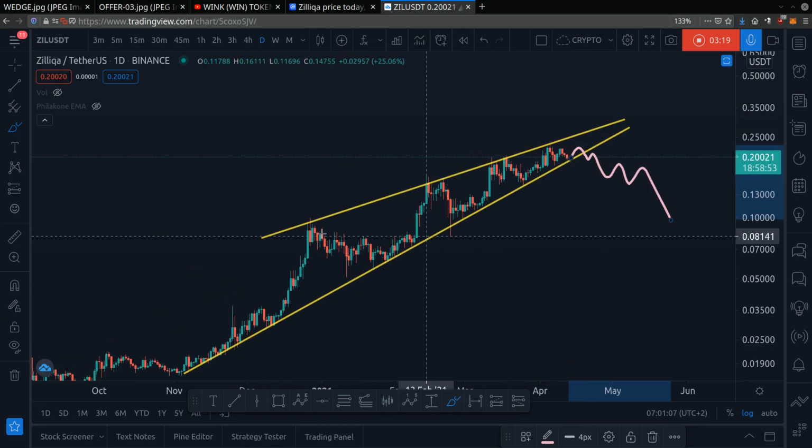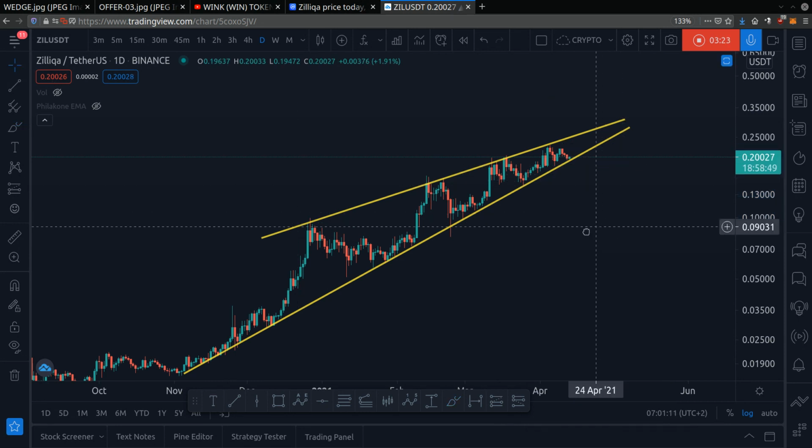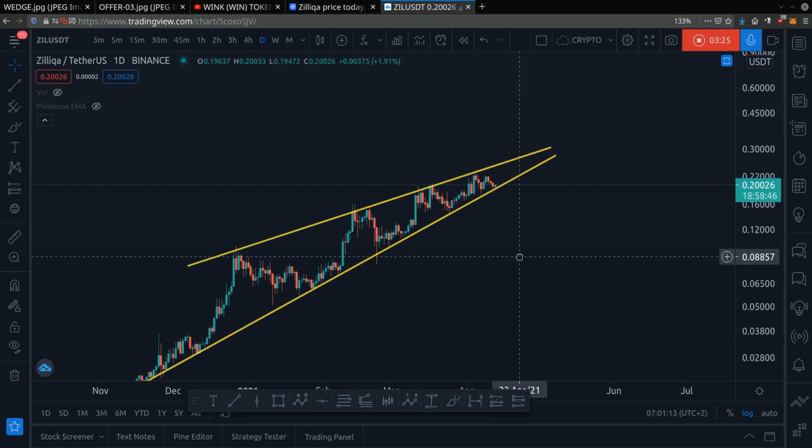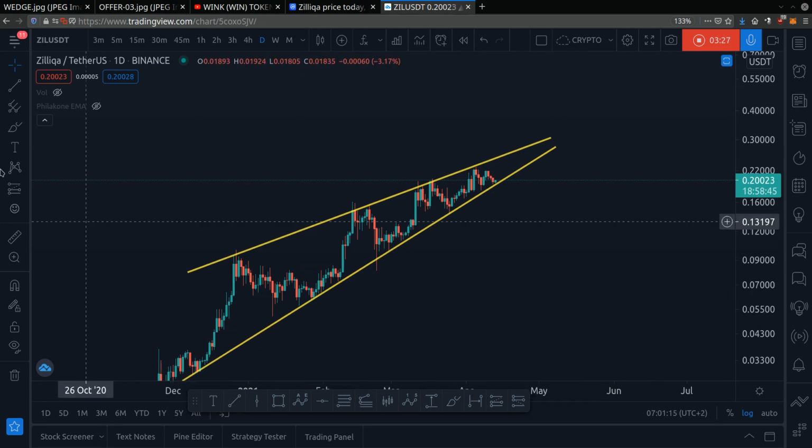All right. However, if the market is bullish, then the price could break up to the upside like this.